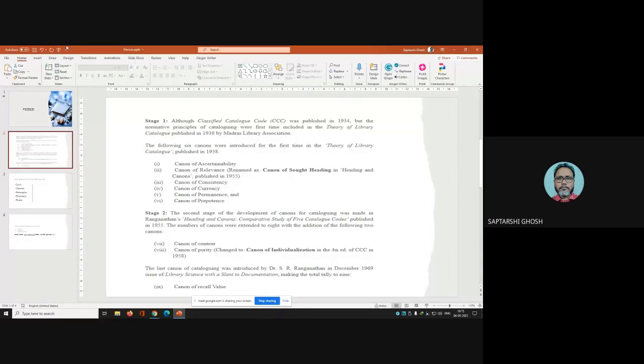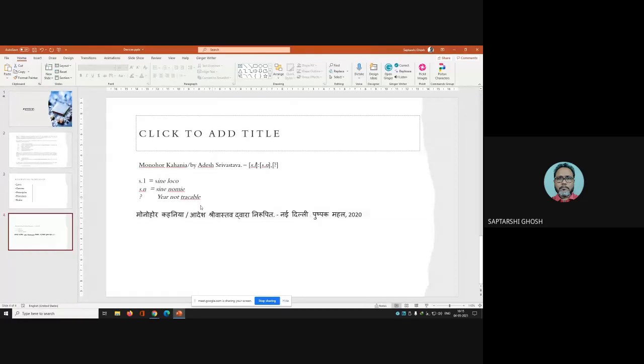Second one is the canon of relevance. This was later named the canon of short heading. Now see the spelling, S-O-U-G-H-T, sought heading. Now sought heading, this is the relevance. What is that? Now suppose you have a title.